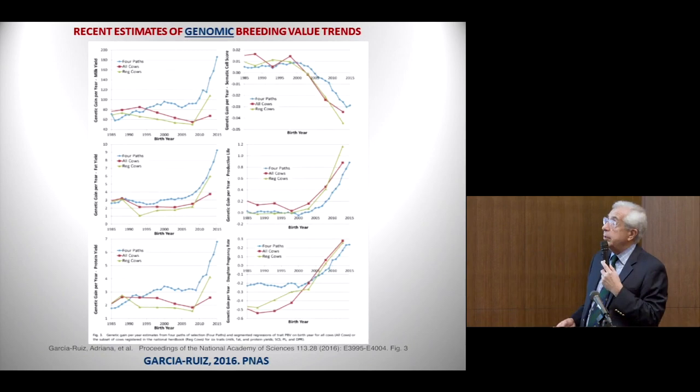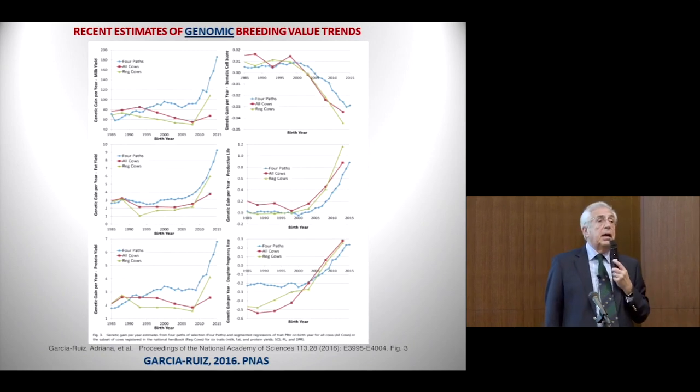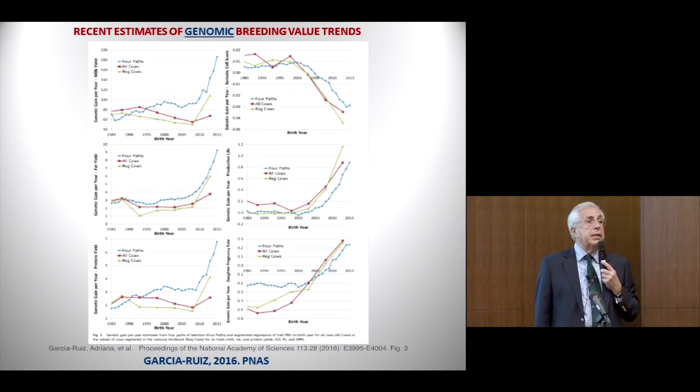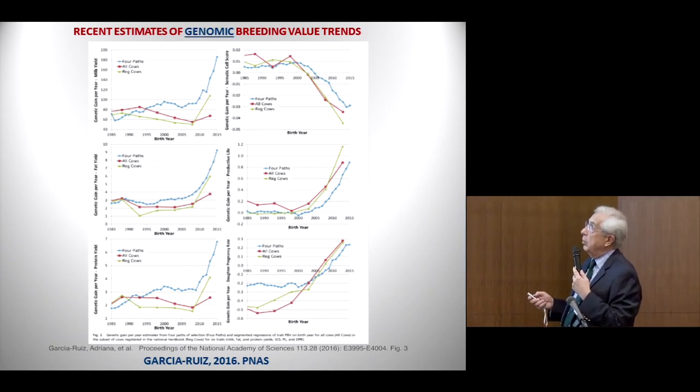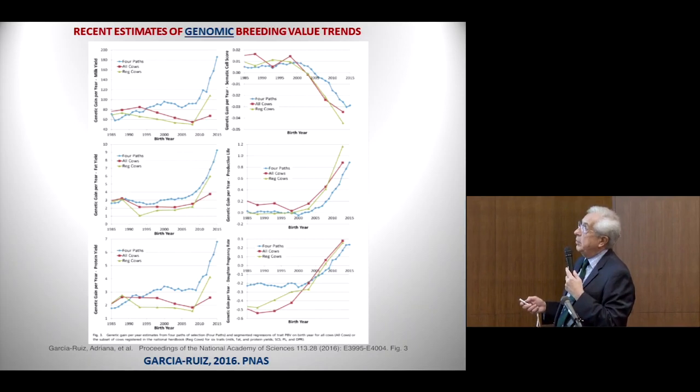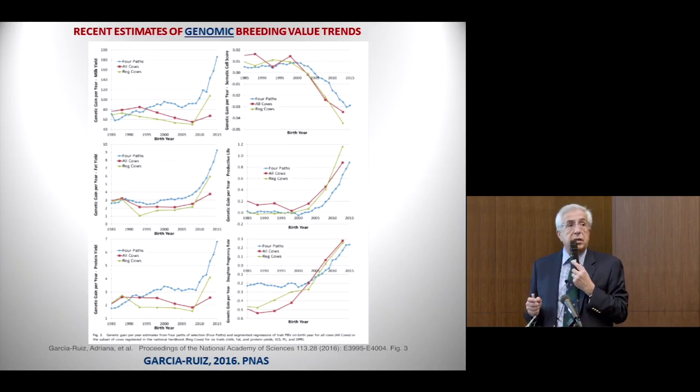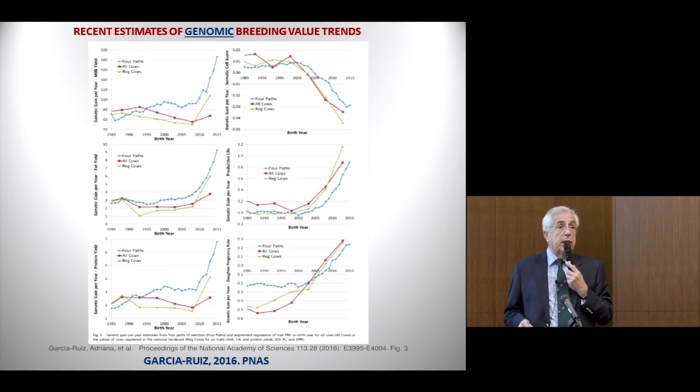In another paper, they estimated using genomics what have been the trends in these populations. So I want to bring to your attention the blue lines. This is the estimated genomic trend for milk production, this is for fat production, and this is for protein production. Genomic selection began to be applied in about 2007, so you see that a couple of years after its introduction, the population started changing much more rapidly than before.